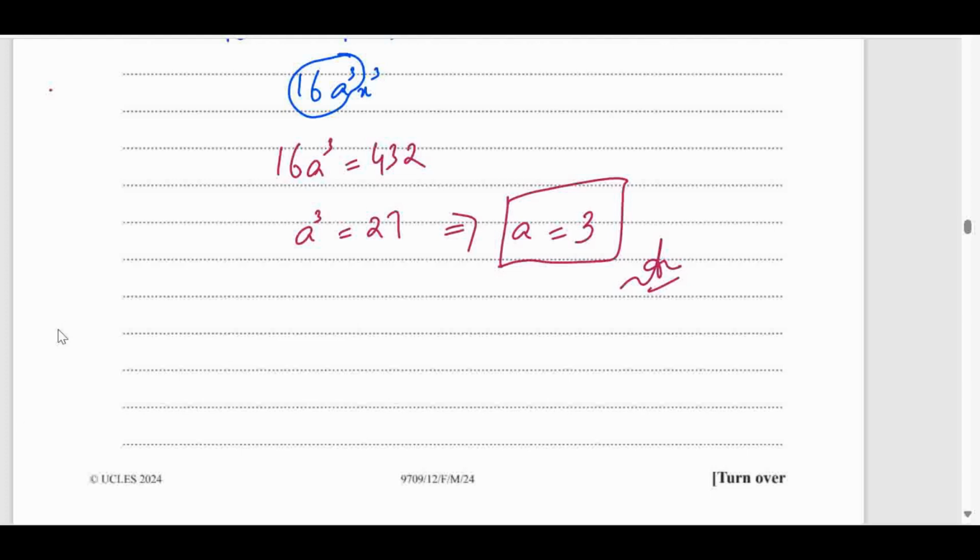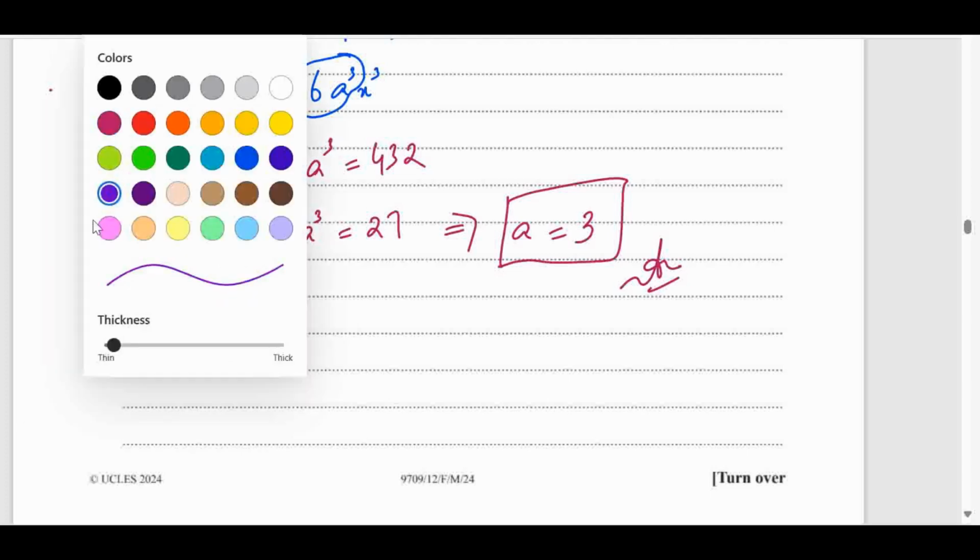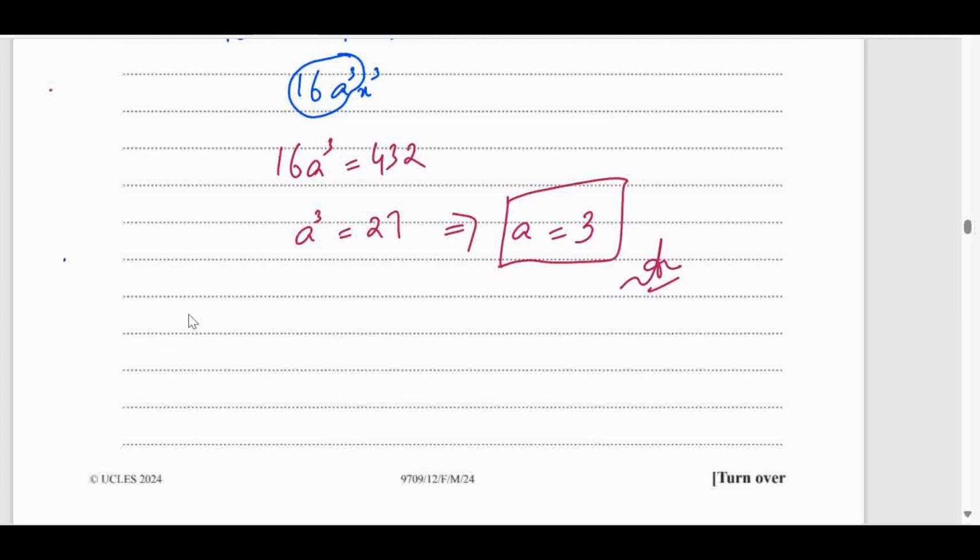I hope the concept is clear, and if you have any question you can ask it in the comment section. Today we have discussed the February-March 2024 paper 1-2, and we have solved from question number 1 till question number 6. In the next class we will solve the remaining questions from 7 to 11.